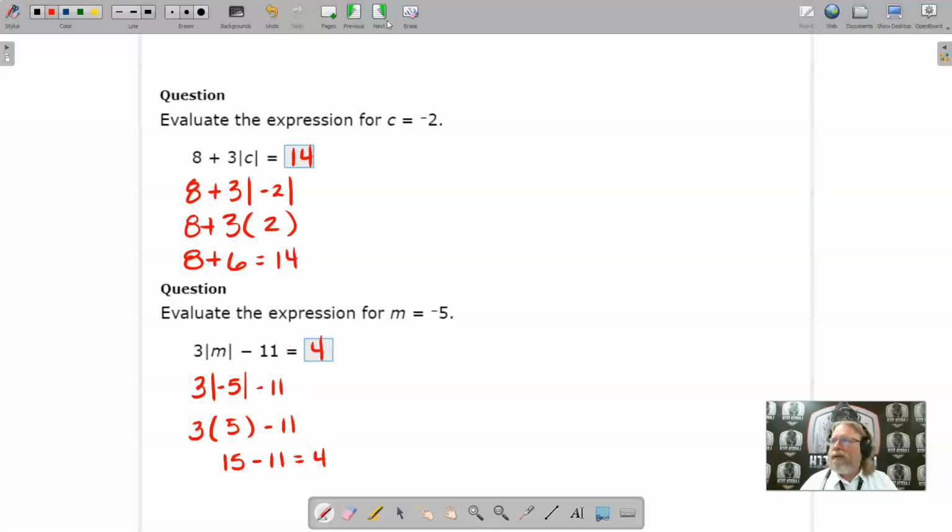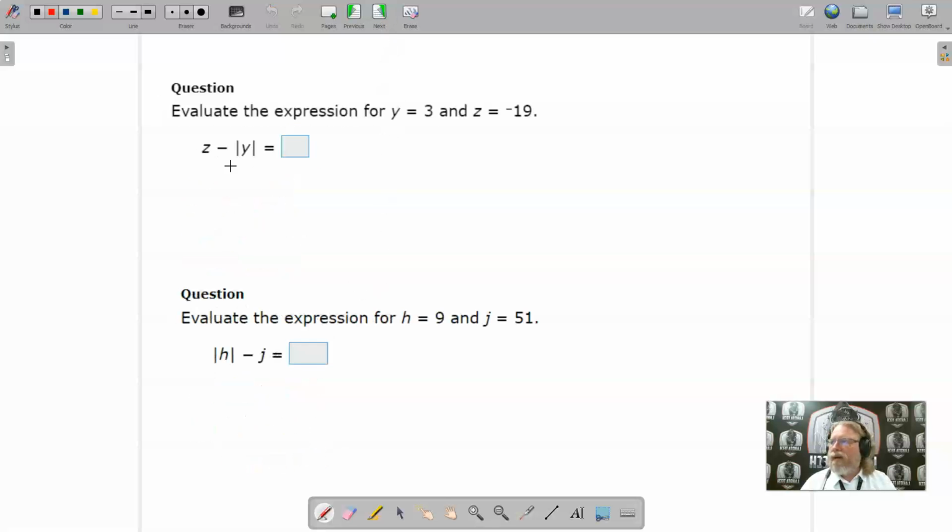All right, got a few more here. So we're going to evaluate the expression. Oh, now they're getting tricky. Now we have 2 variables, and we're going to have to substitute in 2 values. So for z is negative 19 minus, and then the absolute value of whatever y is, and y is 3. So I'm going to take negative 19 minus the absolute value of 3 is 3.